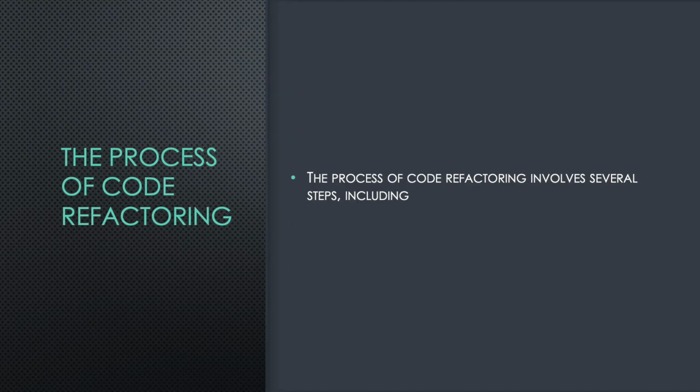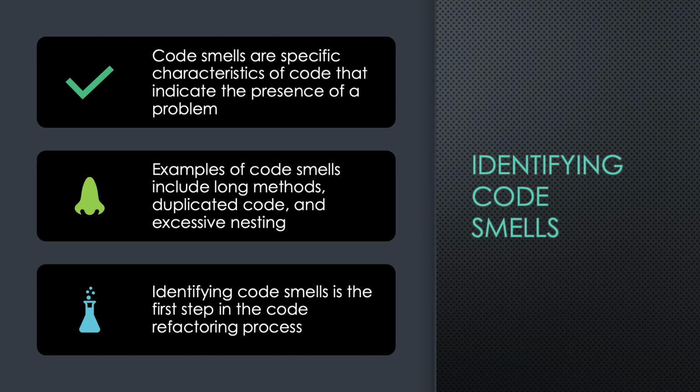The process of code refactoring. The process of code refactoring involves several steps, including identifying code smells. Code smells are specific characteristics of code that indicate the presence of a problem. Examples of code smells include long methods, duplicated code, and excessive nesting. Identifying code smells is the first step in the code refactoring process.